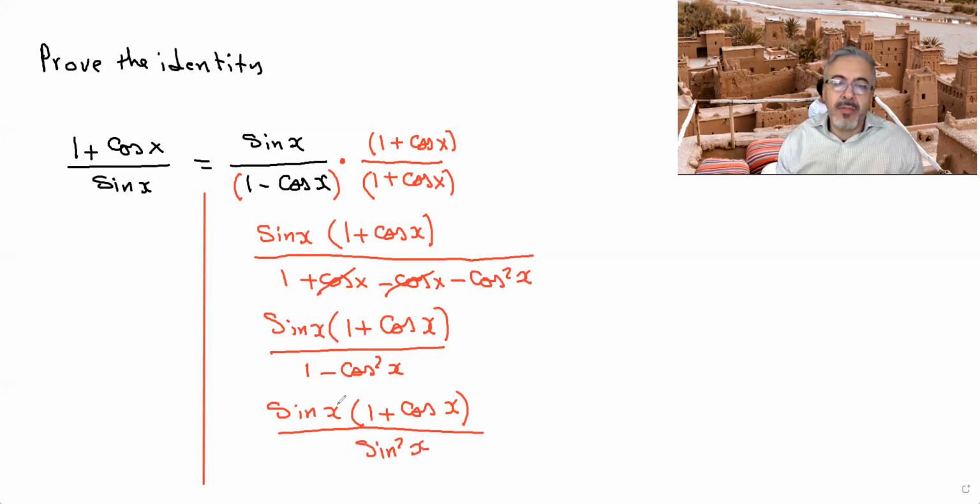Now this sine x right here will cancel with the square right there. And you'll end up with 1 plus cos x over sine x, which is exactly that. And that's what you needed to prove. So this question is finished.